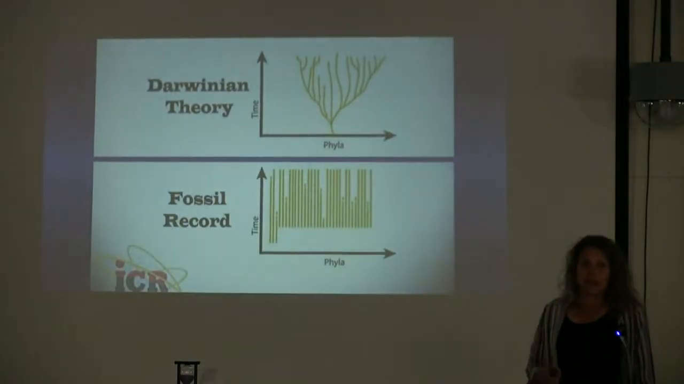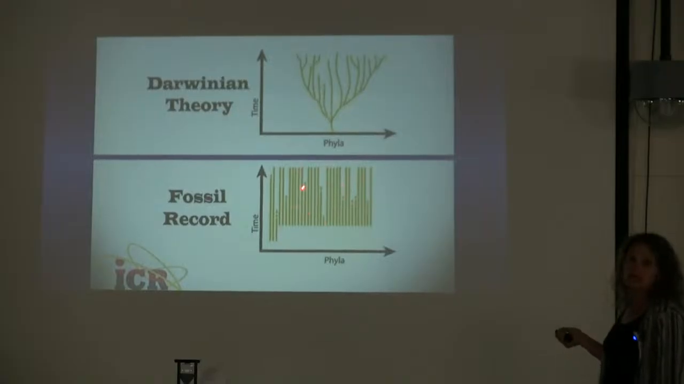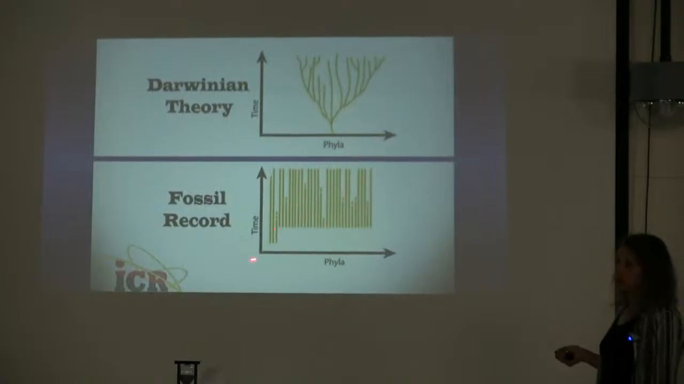The fossil record actually shows this. It shows all the different kinds of things. Plants, animals, all the different kinds. This is what the fossil record shows.